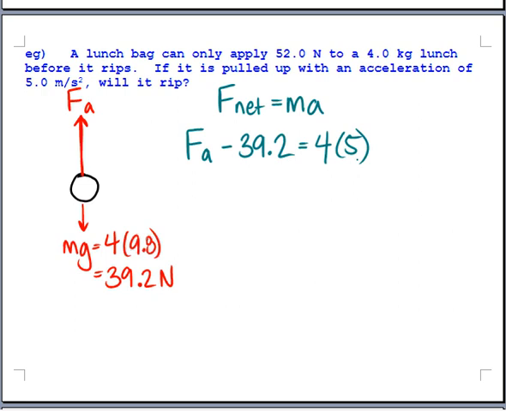So hopefully you can look at that equation and say, hey, that's cool. If we're trying to solve for the applied force, that's easy. All we have to do is add 39.2 to both sides. So a little twist in this question, but it actually works out really nicely. 5 times 4 is 20, plus 39.2. That means the applied force is going to be 59.2 newtons.